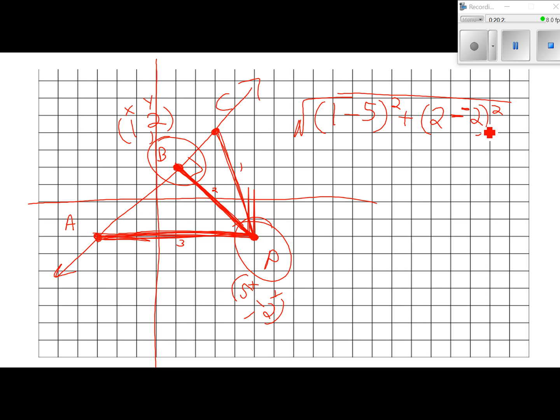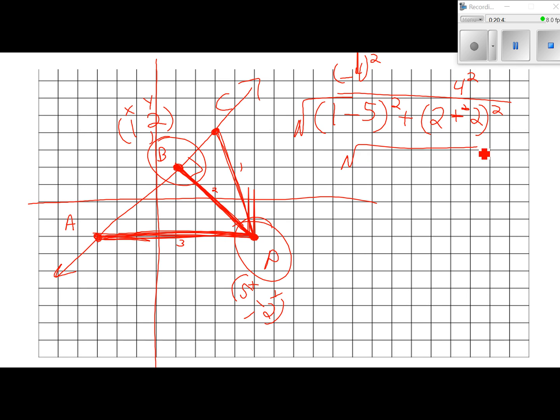What do I do with this? A negative and a minus. Make it plus. I don't care how you do these. I usually do them like this. What's 1 minus 5? Negative 4. And I just write that down somewhere, and I know I still got to square that. What's 2 plus 2? 4, and I know I got to square that.